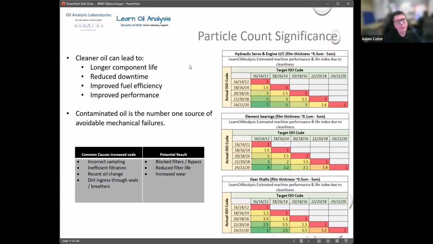And one thing you can see is with particle count, the significance. You can actually extend component life significantly. So if we were to say that we started off on something that was originally 20/18/16, and we managed to get it to 16/14/12 as target, we could actually improve the life of the component by 3 times. So you could get 3 times that component life purely on reducing contamination.